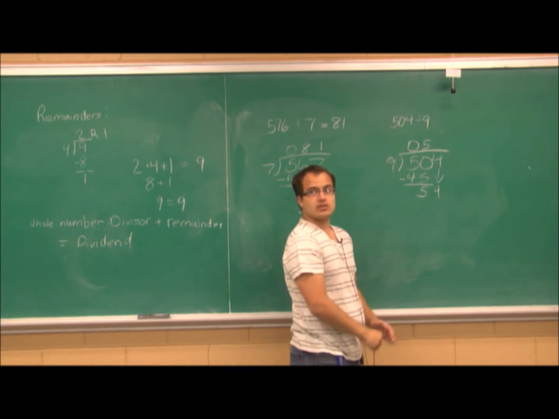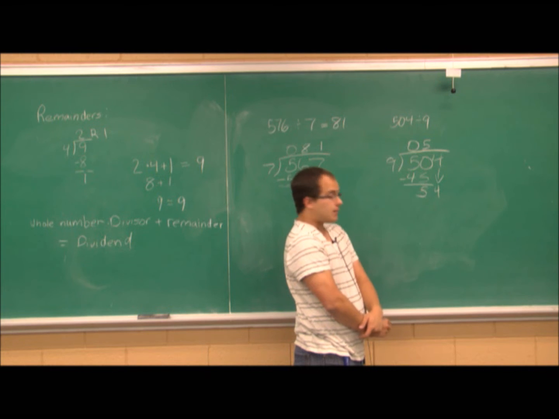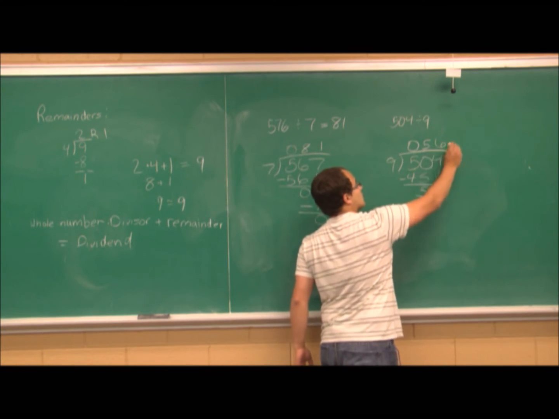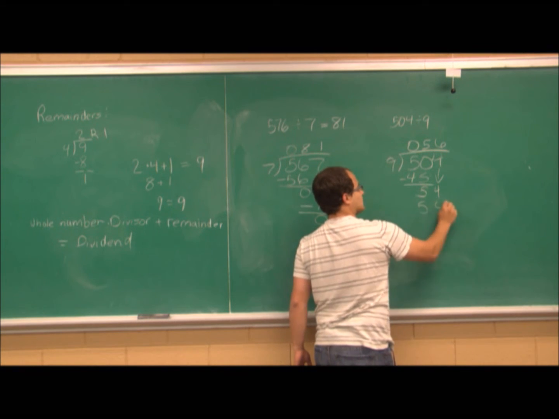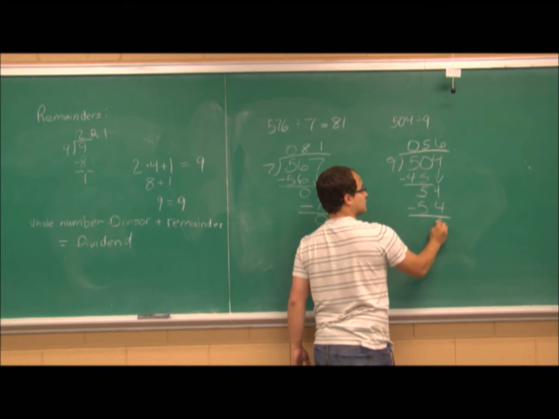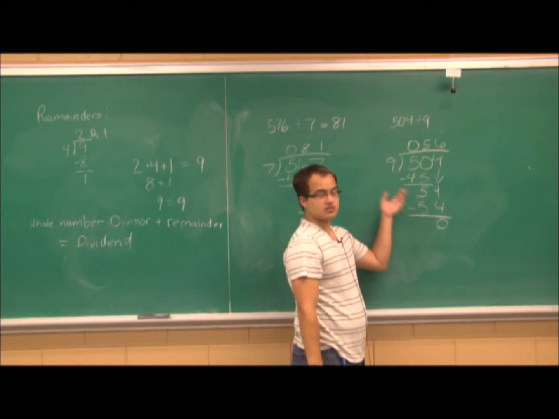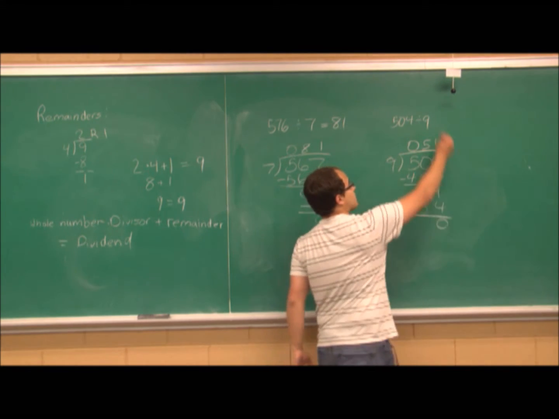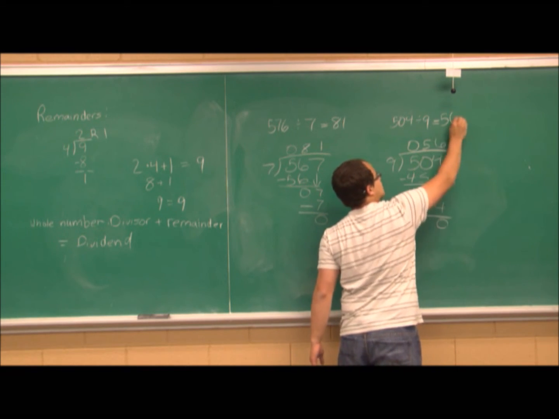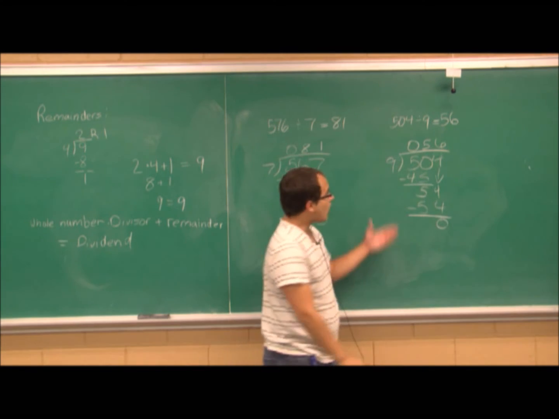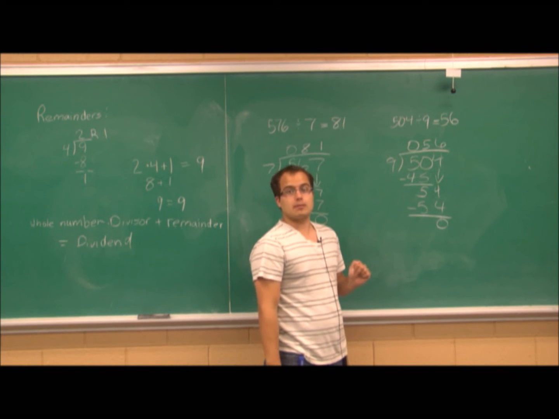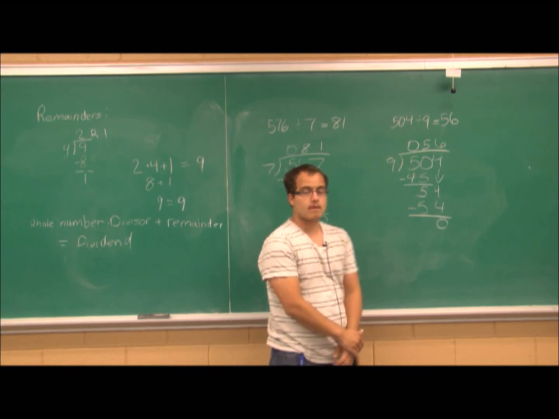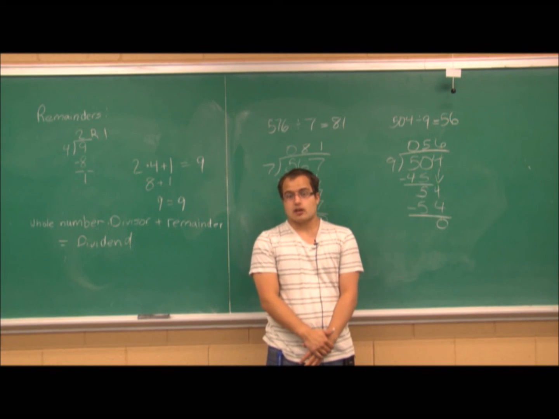Does 9 go into 54? Yes. How many times? Well, 9 times 6 is 54. 6 times 9 is 54. 54 minus 54 is 0. And 0 is less than 9, so that works out. What this tells me is that 504 divided by 9 equals 56. With long division, you will get remainders sometimes, unlike these two problems. And I thank you, and I hope this was helpful.